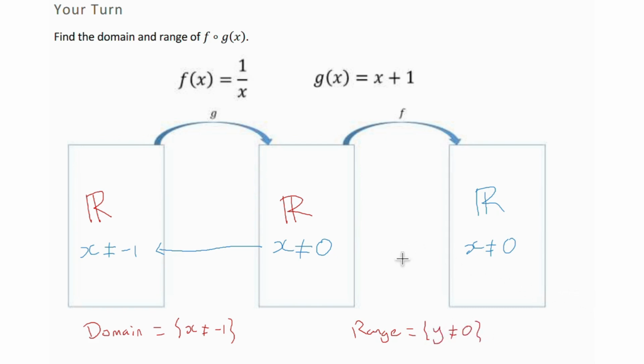Now notice in this example, we had the fact that the domain of f affected the domain of g, working backwards. This was unlike the one we saw before, where it was sort of working forwards. This one, we have to think backwards.